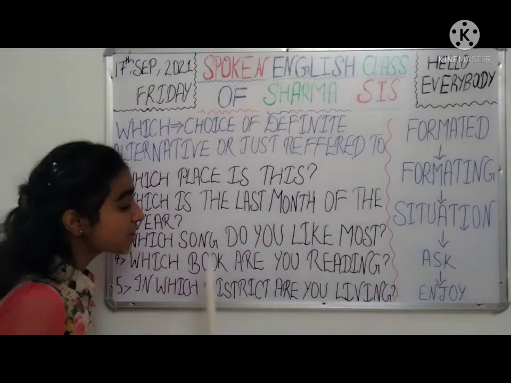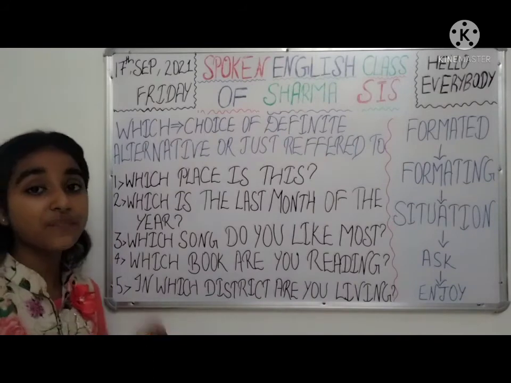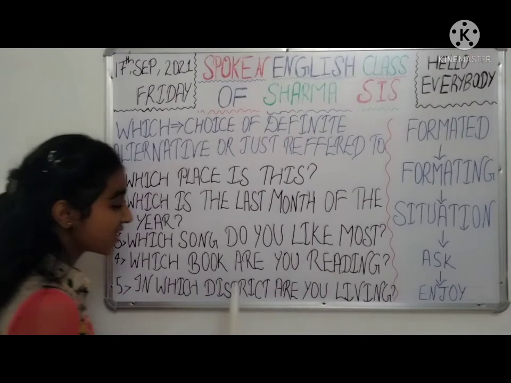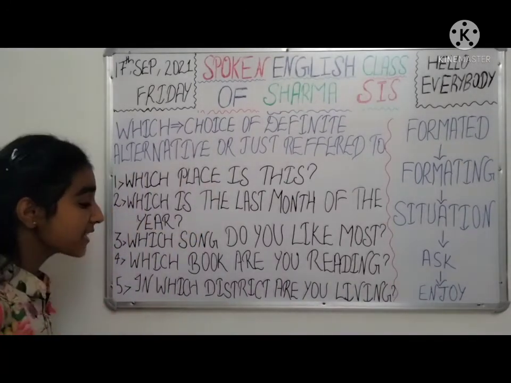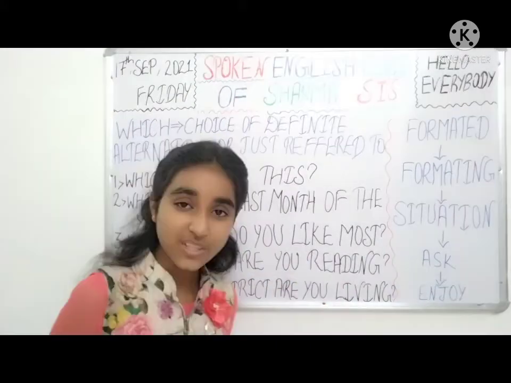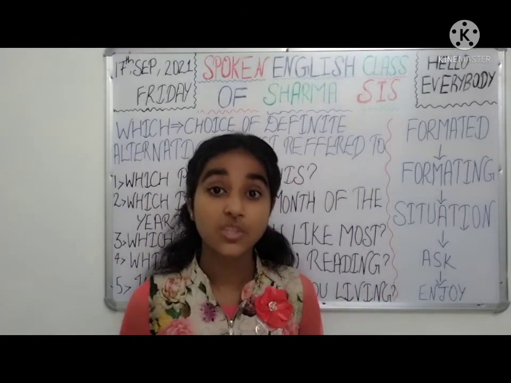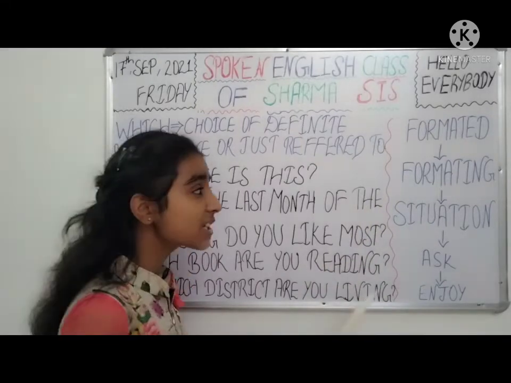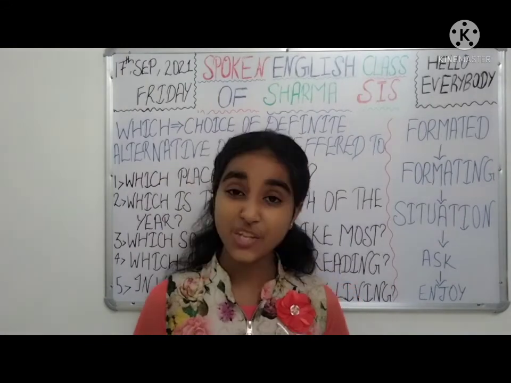Next is, which book are you reading? In the place of book, we can say, which novel are you reading? Last is, in which district are you living? In the place of district, we can say, in which country are you living? In which state are you living? So you see how very easily we make the questions. How do we make the questions? By this format. About this format, we told you in our first video of W-6-H-1.